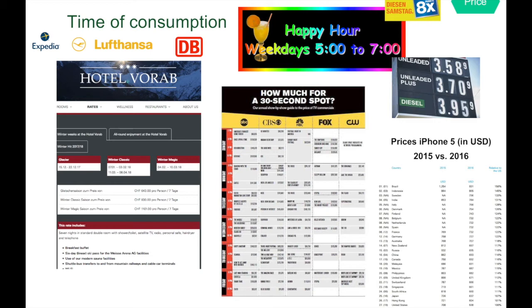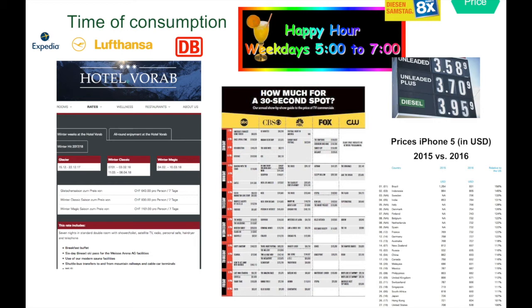So here we see a little bit of a complex matrix of when do I have to pay how much for my ad. And I, as a customer or as a company that is using this ad, have to choose when do I reach my consumers where, and then I have to decide, am I willing to pay this price and so on.